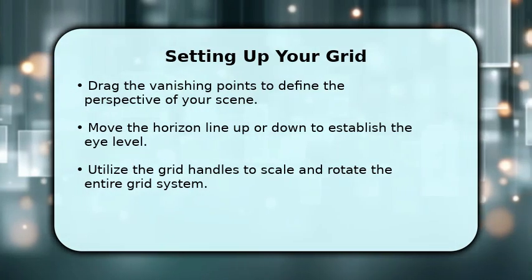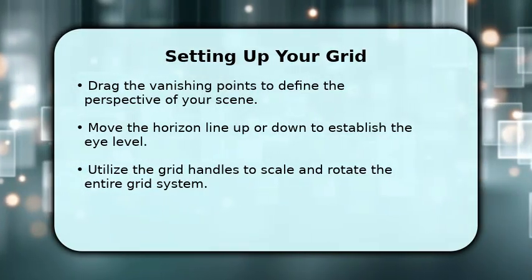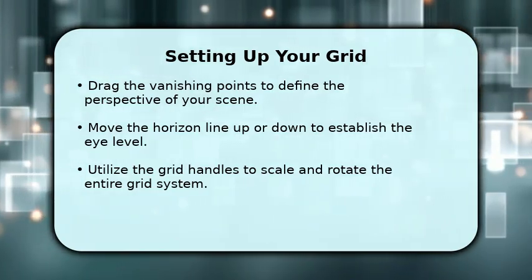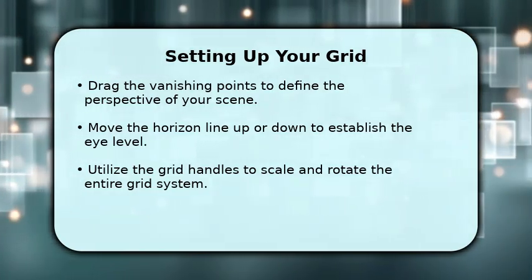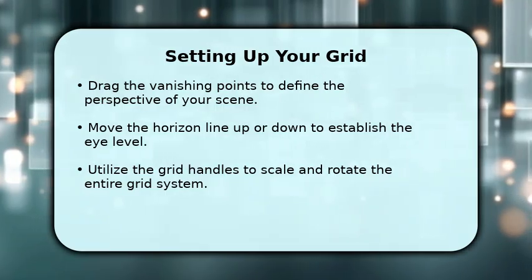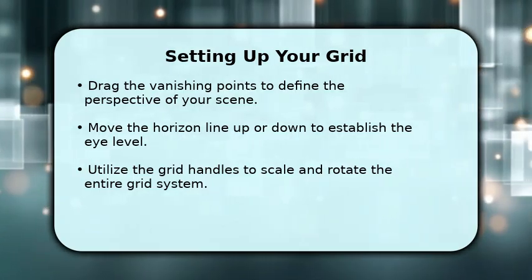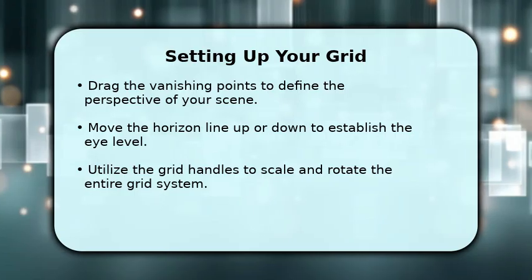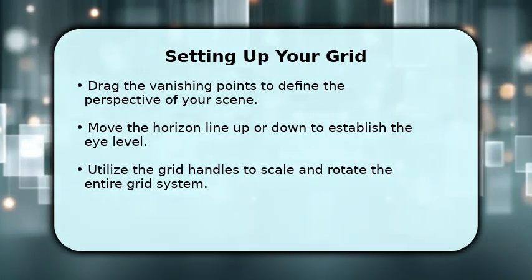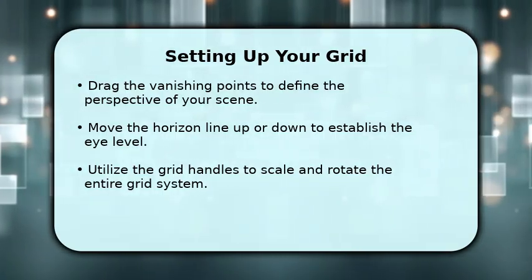Setting up your perspective grid is quite intuitive. Simply click and drag the vanishing points to position them precisely where you want them on your canvas. These points dictate the direction of your perspective lines. Next, adjust the horizon line by dragging it up or down. This represents the viewer's eye level. You can also use the small square handles to scale and rotate the entire grid, giving you complete control over its orientation. Take your time to get these elements just right for your composition.